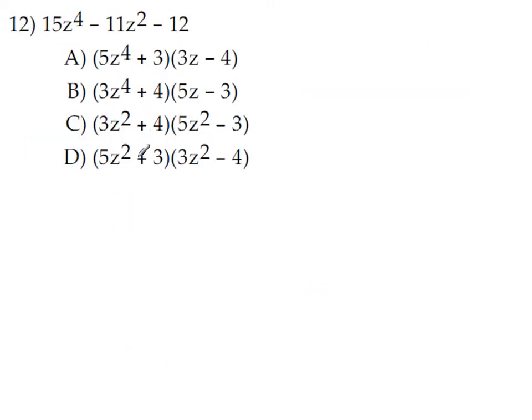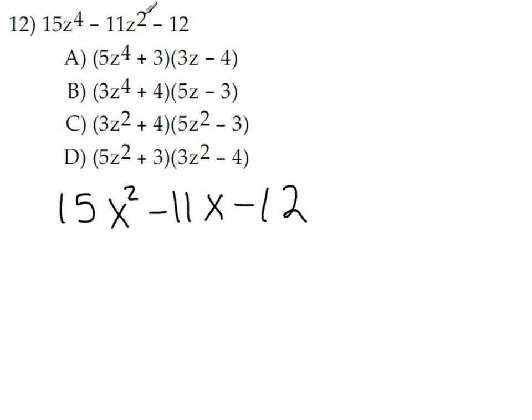12. We have 15z to the 4th minus 11z squared minus 12. Now, once again, it's that z to the 4th, z squared business, just like the p to the 4th and p squared. If we pretend this was instead 15x squared minus 11x minus 12, this problem would be much nicer for us. You'd probably right away know, oh, AC method, I can do this.